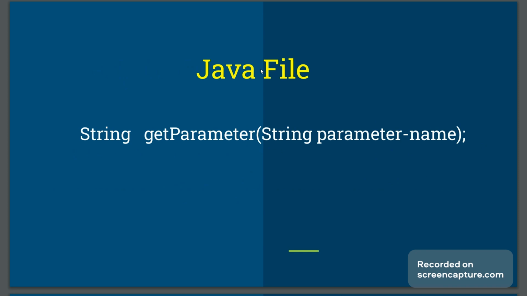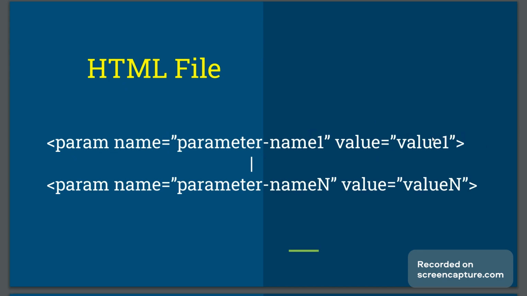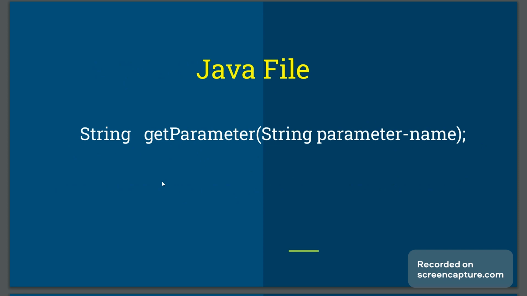And how can we read that parameter value in the Java code for processing? For that, we have the getParameter method of the applet class. This getParameter method requires, in the brackets, the name of the parameter whose value we want to retrieve. This parameter name should be the name value from the name attribute of the param tag. And getParameter returns the string value.